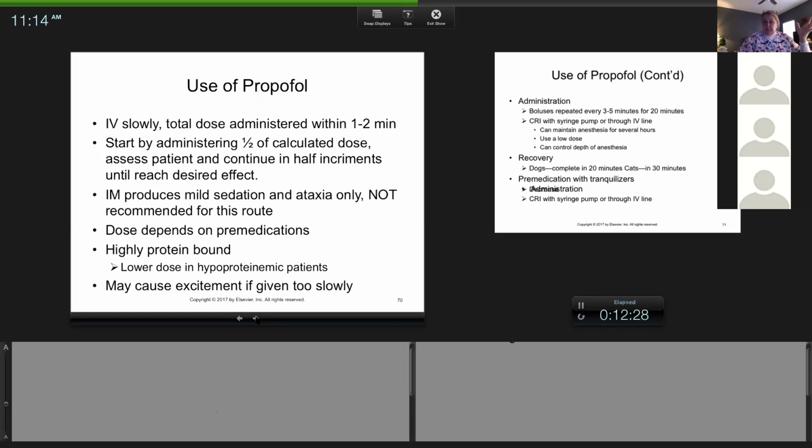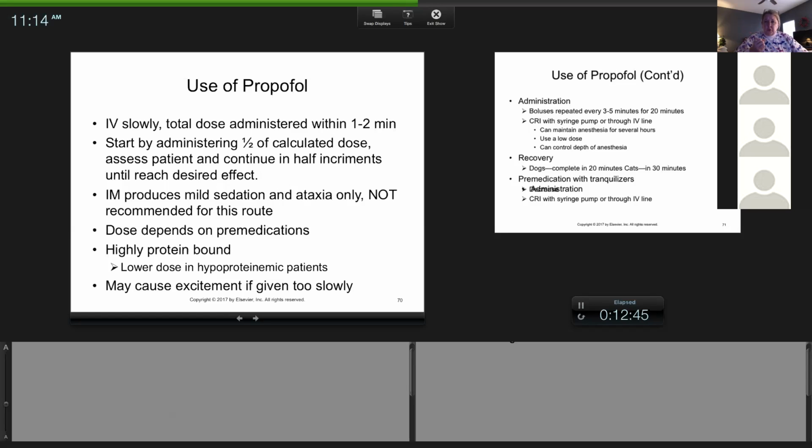Be able to explain how to give things to effect. I do not use this IM. I should really delete this. It's just not going to be well absorbed, and it's very unpredictable. It needs to be IV.